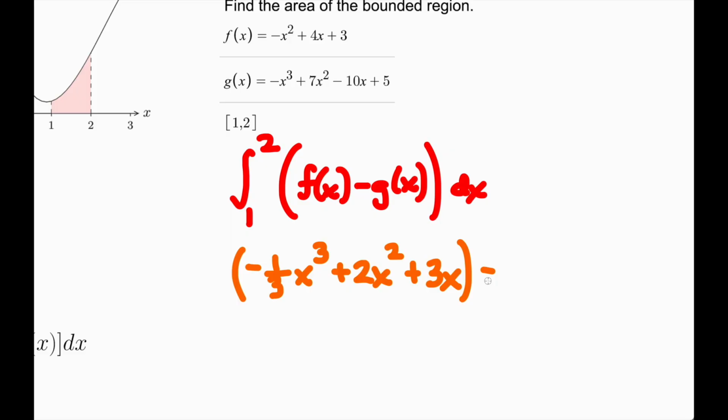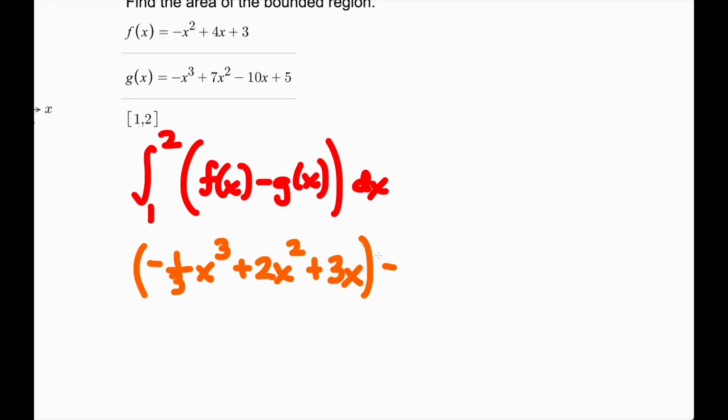Okay, then we're going to subtract off what our g is. But we have to do the antiderivative of that g. Okay, in this case, I'm going to switch colors, and I'm going to have to use parentheses this time. It's going to be 1/4. So the antiderivative of that negative x to the third is negative 1/4 x to the fourth, plus 7/3 x cubed.